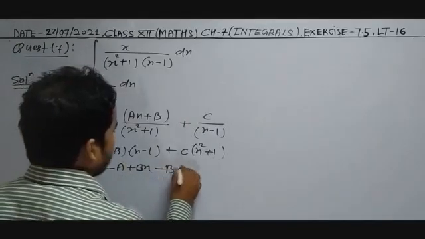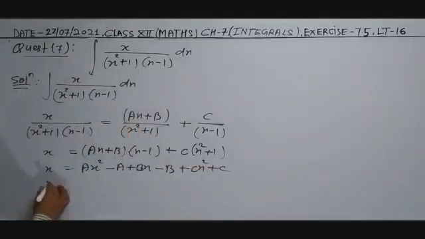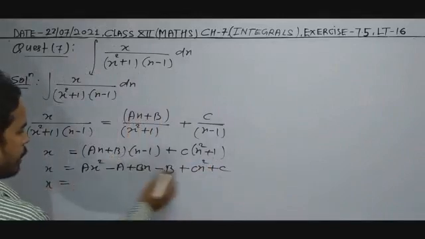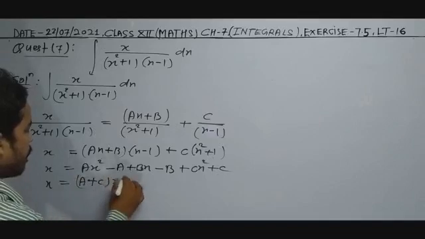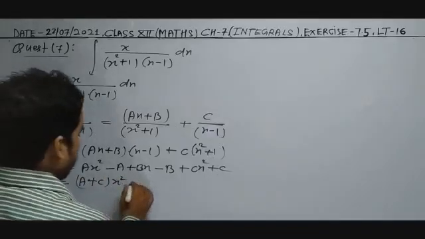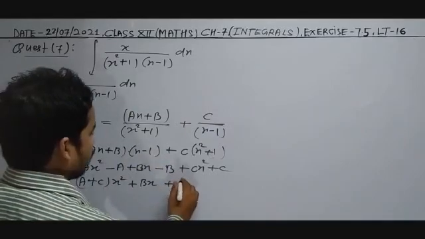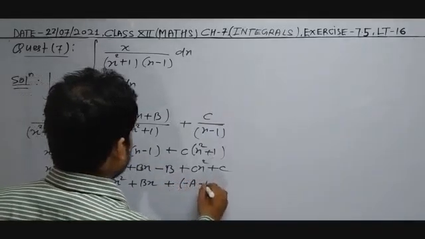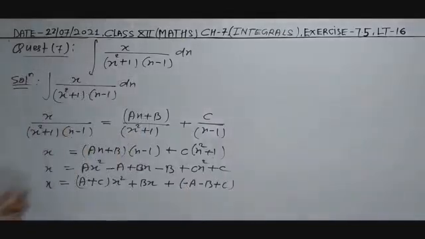minus b plus c x square plus c, and now a x square plus c x square can be written as a plus c times x square, plus b x, plus minus a minus b plus c. Now this is in quadratic format.